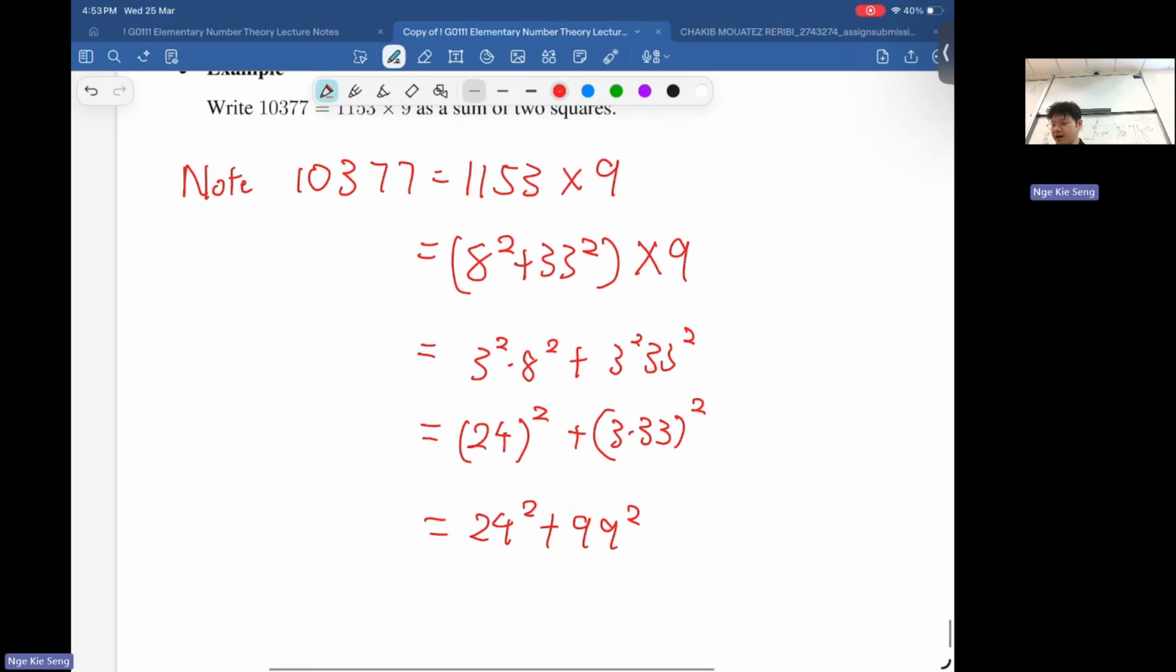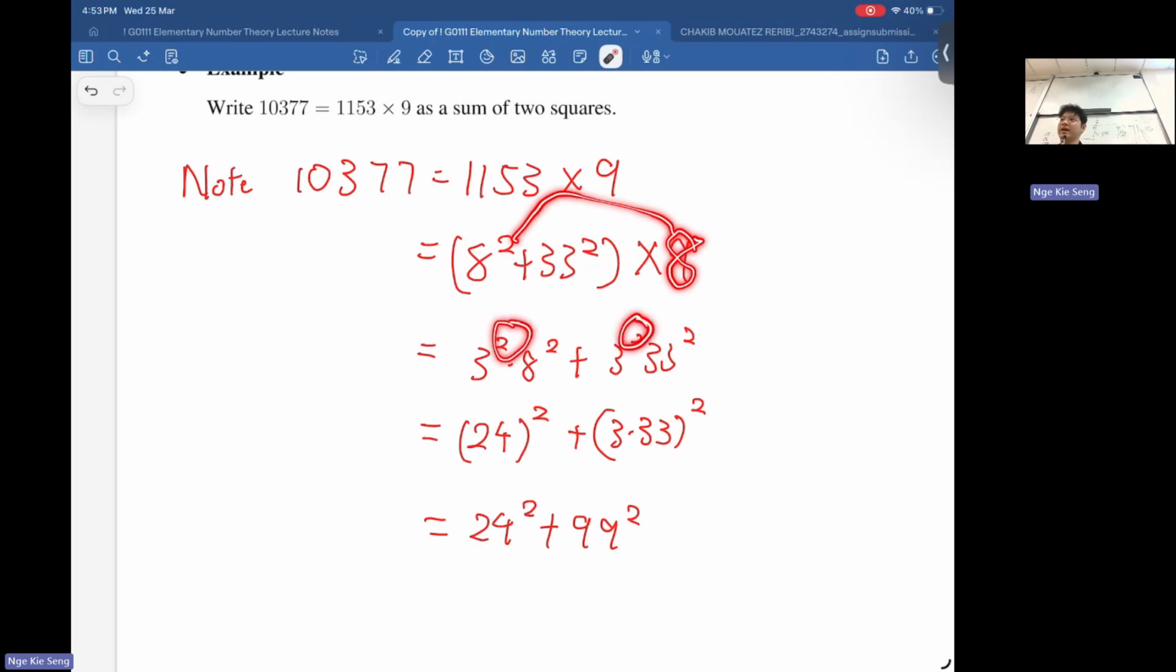Okay. But in general, you can't do this, right? Because if it is 8, then how do you split your 8 into square? Then maybe you need to try the method that we had just now, right? Try to break your 8 or other number into sum of two square first, and then you take the product of sum of two square. Okay? Does it make sense?